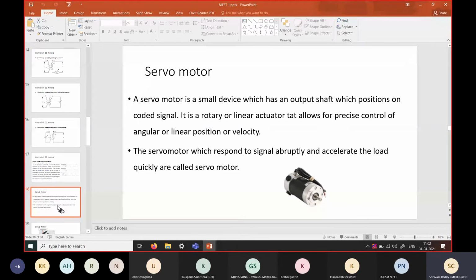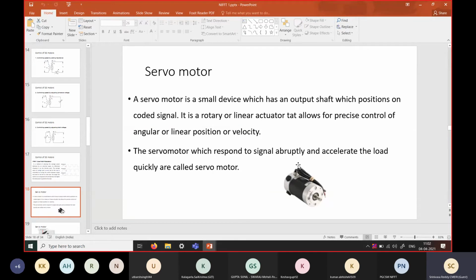So a servo motor is also a kind of small device which consists of a motor, a speed sensing unit, and associated electronics to control the speed or position of the motor. Formally, the definition is that a servo motor is a small device which has an output shaft whose position is controlled by a coded signal.